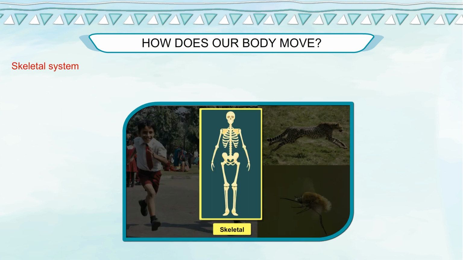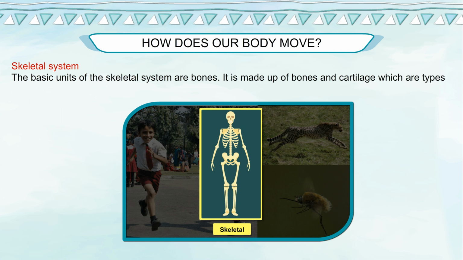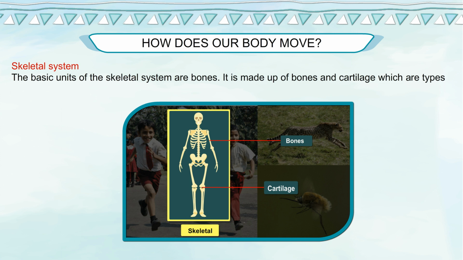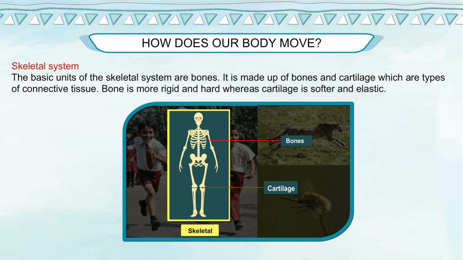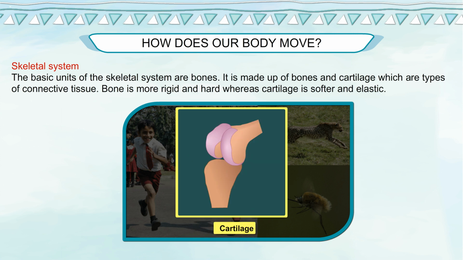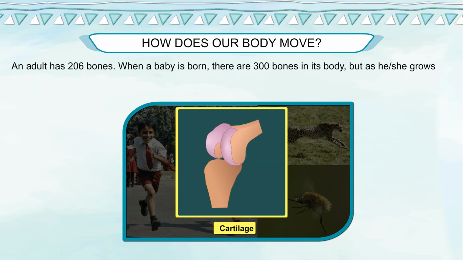Skeletal system. The basic units of the skeletal system are bones. It is made up of bones and cartilage, which are types of connective tissue. Bone is more rigid and hard, whereas cartilage is softer and elastic. An adult has 206 bones. When a baby is born, there are 300 bones in its body. But as he or she grows, some bones fuse together.